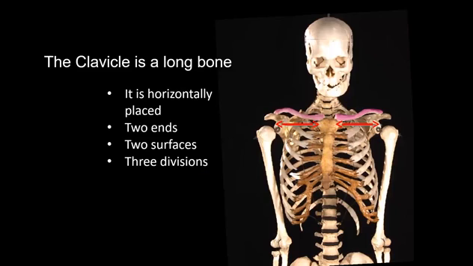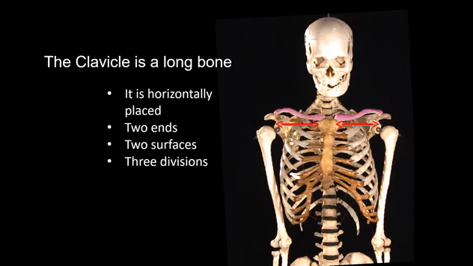So clavicle is a long bone, horizontally placed in the upper limb. It is a connector. I like to call it a connector between the axial and appendicular skeleton. So it is one of the major key bones that actually forms what we describe as the pectoral girdle, or what you normally call colloquially the shoulder girdle. So it is a horizontally placed long bone.